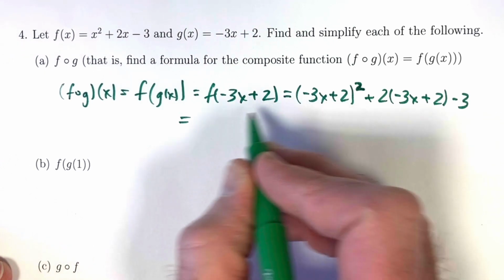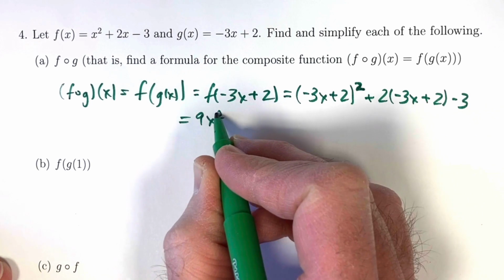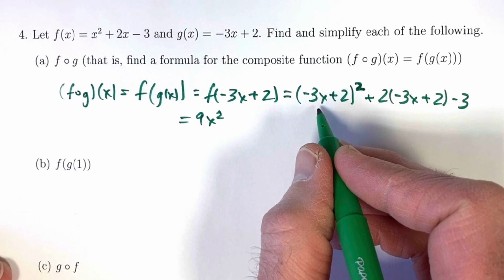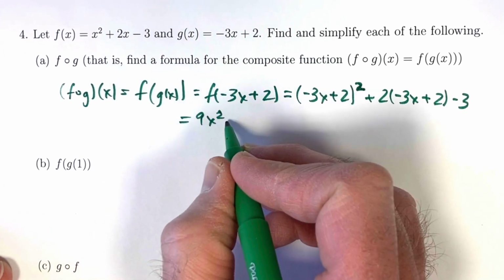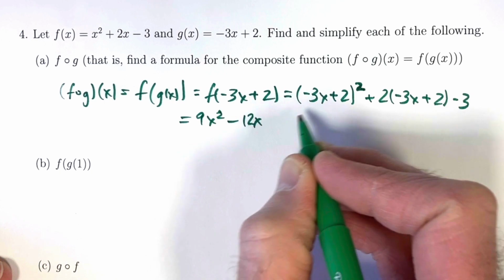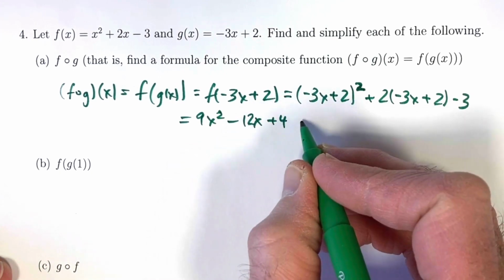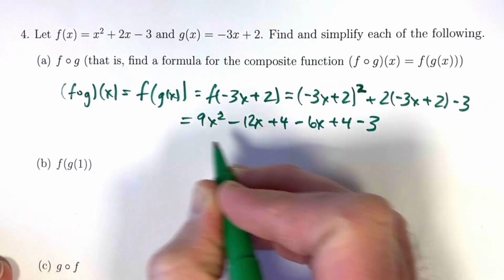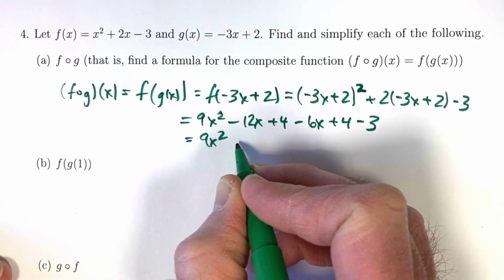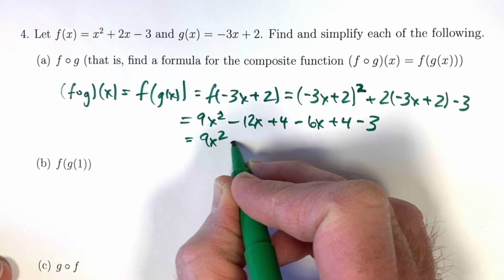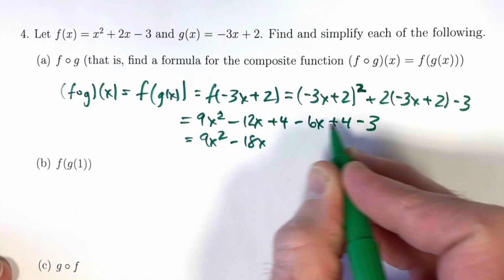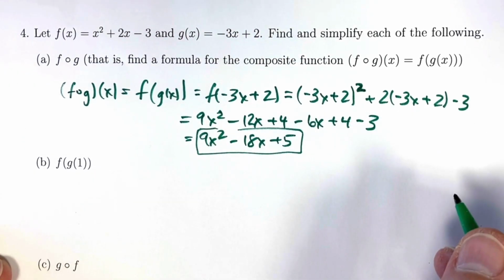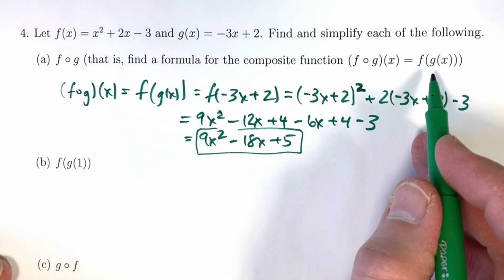Negative 3x times itself is positive 9x squared. That's first times first when I imagine 2 factors here. Outside times outside and inside times inside are both negative 6x. Combining that gives me negative 12x. And then 2 times 2 is 4. Then I distribute the 2 through here. This is minus 6x plus 4 minus 3. Simplify. 9x squared minus 12x minus 6x is minus 18x. 4 plus 4 minus 3 is plus 5. There is f circle g of x, f compose g of x, or f of g of x if you prefer.